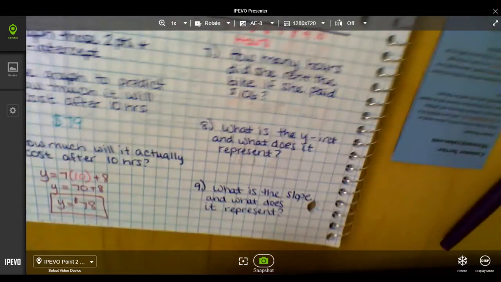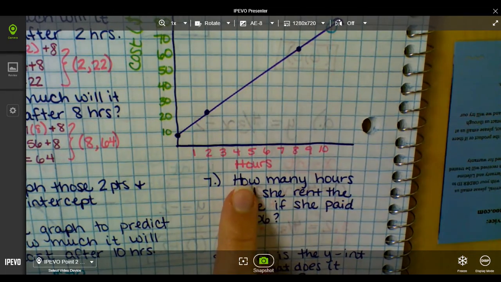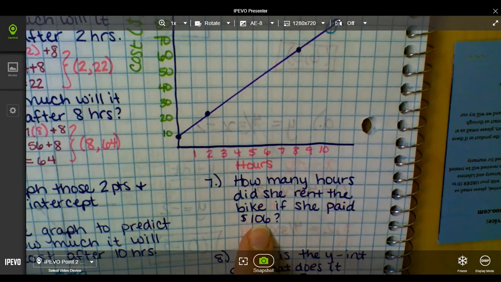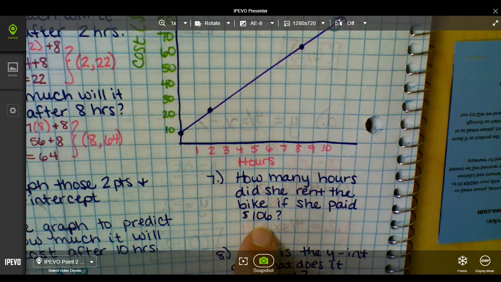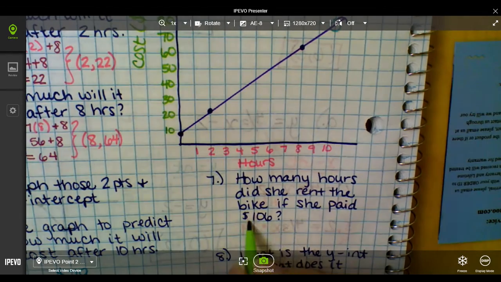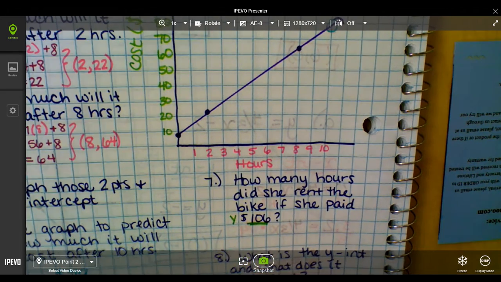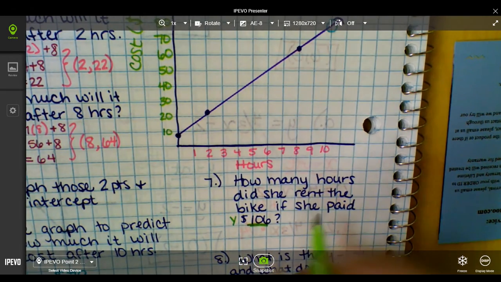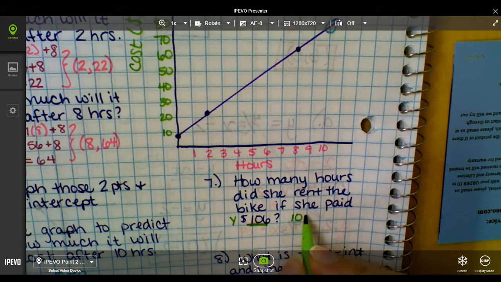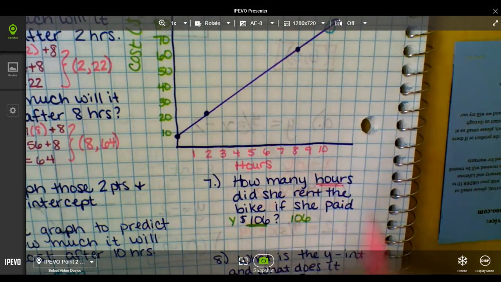Okay. This one, I should have left myself more space for, but that's okay. Now, this one is asking, how many hours did she rent the bike if she paid $106? So what you have to be really telling yourself is that this is now a Y value. So now we're going to plug it in for Y: 106. And we're solving for how many hours over here.